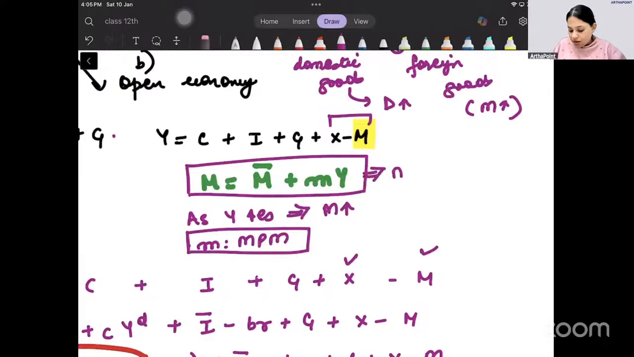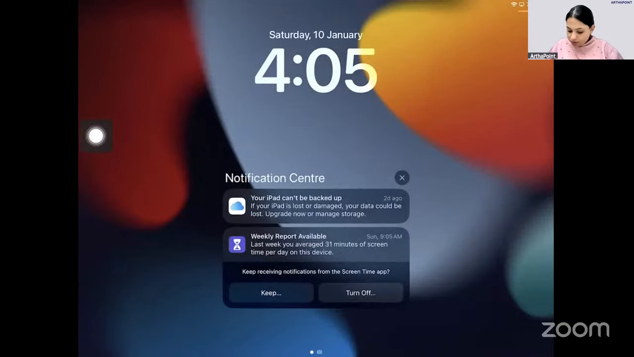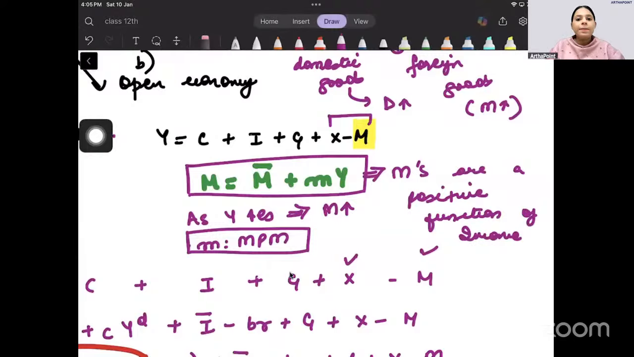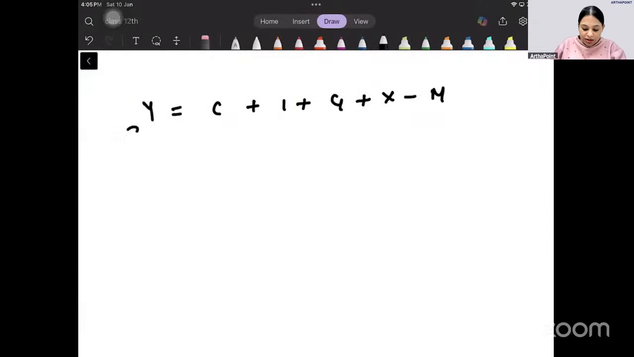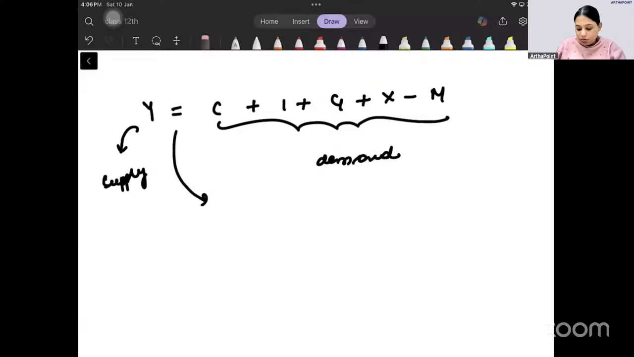Right? So this is saying imports are a positive function of income. When income increases, imports increase. Okay, that's the first thing. Now, if you ask why imports are getting subtracted, that is the expenditure method equation, right? So when we talk about the expenditure method, what do we have? Y is equal to C plus I plus G plus X minus M. This is the supply side, this is the demand side. Equal to is saying that there is equilibrium.